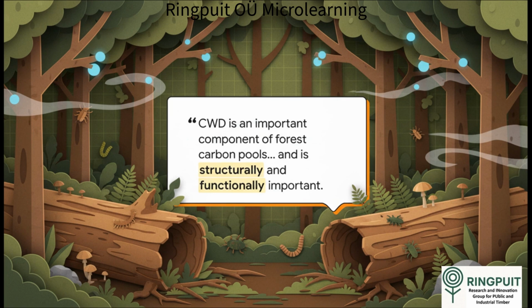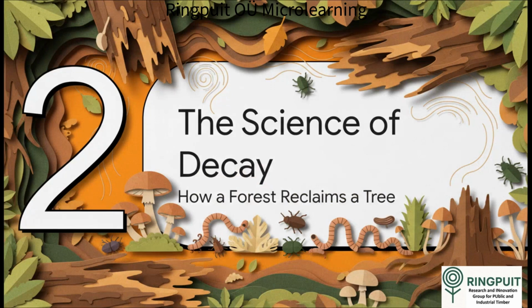This dead wood isn't just leftover trash from the forest. Nope, it's a core, structural, and functional part of the whole system. It's providing homes for critters, it's recycling nutrients, and, this is the big one, it's holding on to tons and tons of carbon that would otherwise be up in our atmosphere. So that leads to the big question, doesn't it? How in the world does a massive, solid tree trunk just disappear back into the earth?